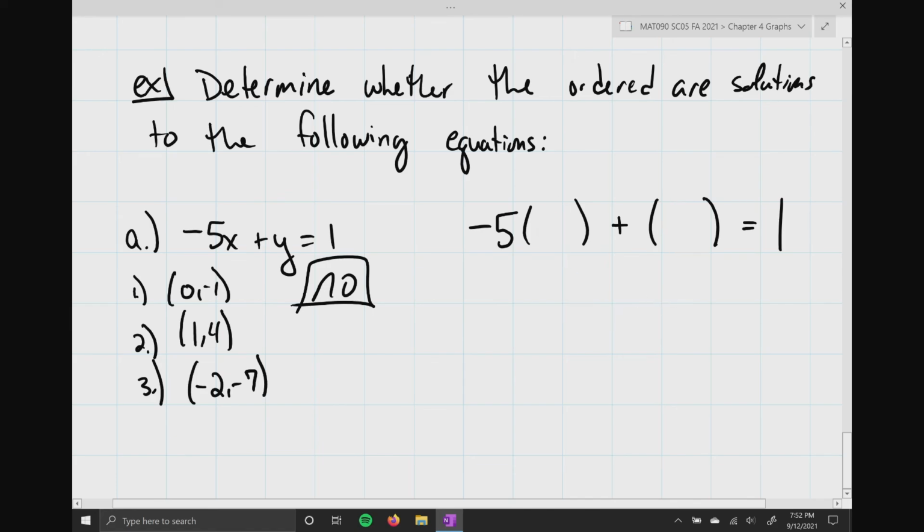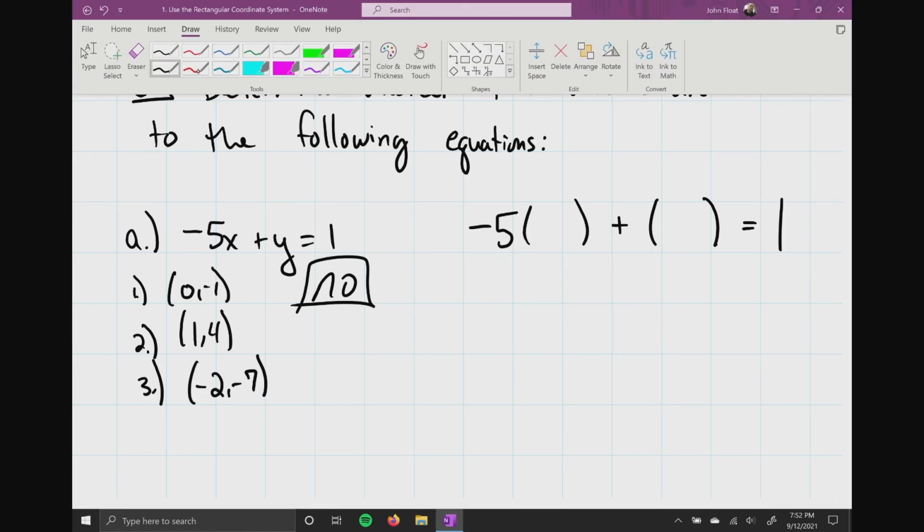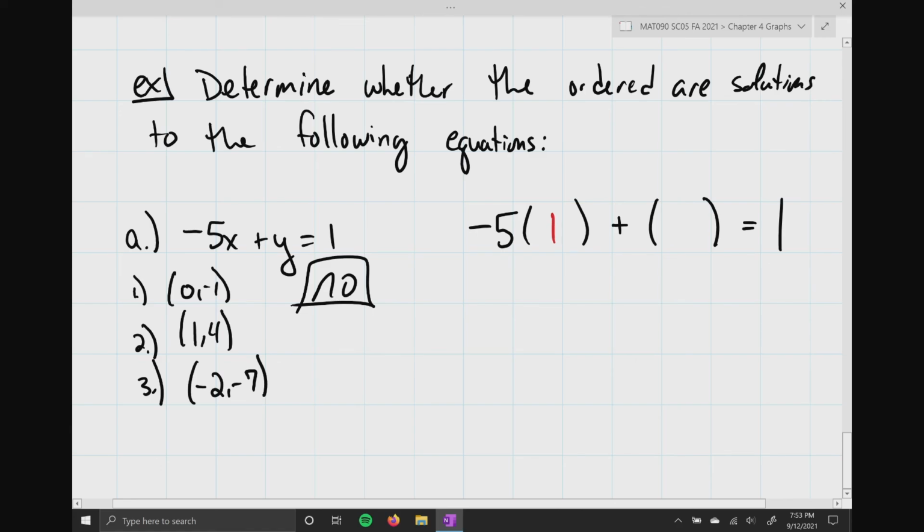I'm going to use a different color. So I substitute in x equals 1, y equals 4. Now I simplify. Negative 5 times 1 is negative 5 plus 4. And negative 5 plus 4 is negative 1. And that does not equal 1. So no, that is not a solution to the equation.